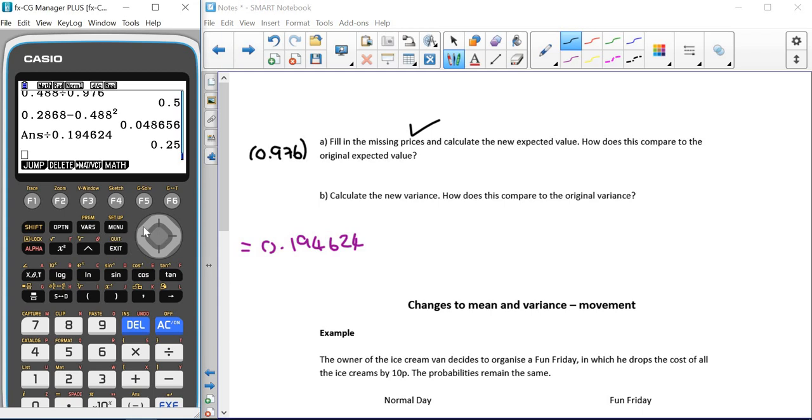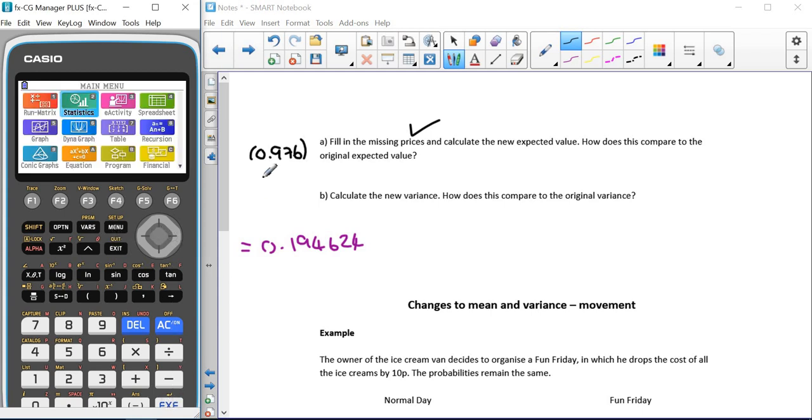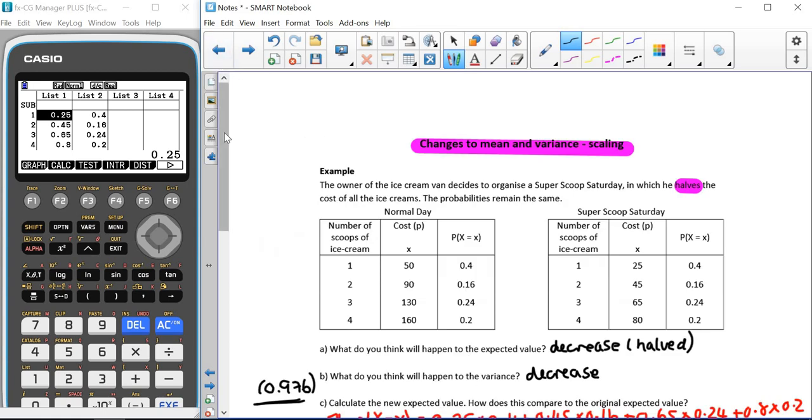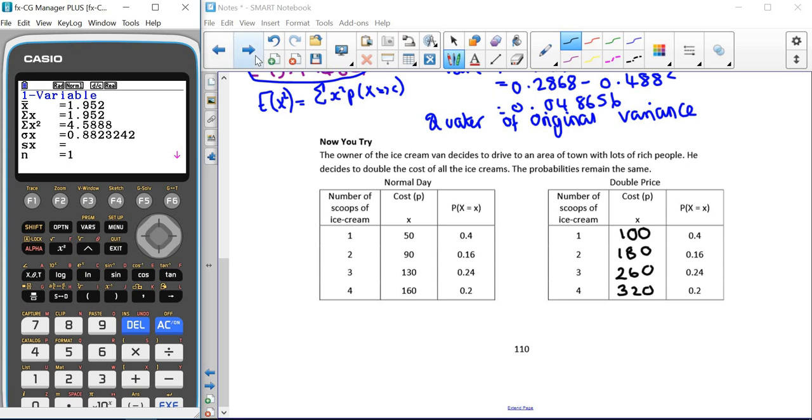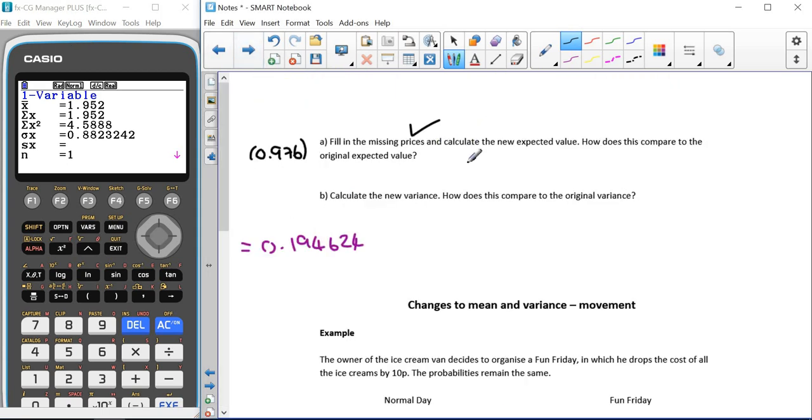So remember that we can use the shortcut way in the stats table because it's only asking us to figure it out, it's not a show that question. So remember that the new price for 1 scoop is £1. For 2 scoops, it's £1.80. For 3 scoops, it's £2.60. And for 4 scoops, it's £3.20. Making sure your set says list 1, list 2. There we go.